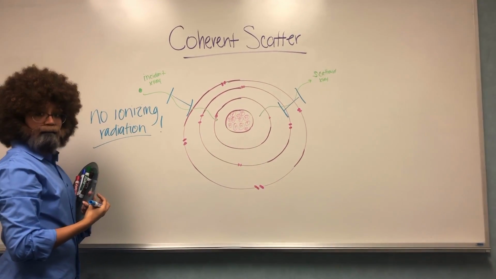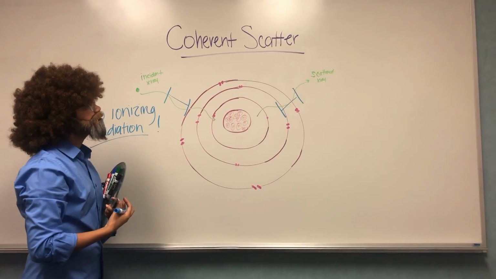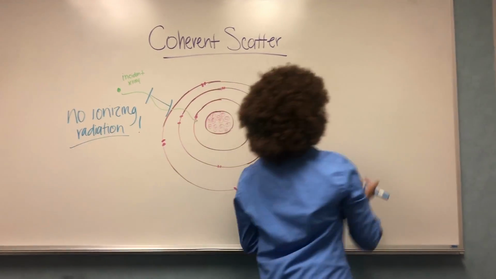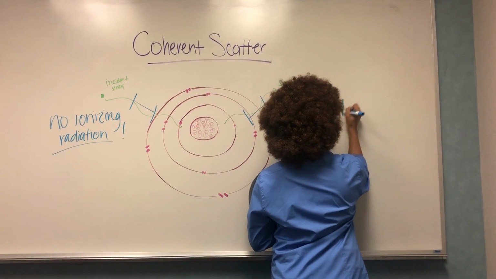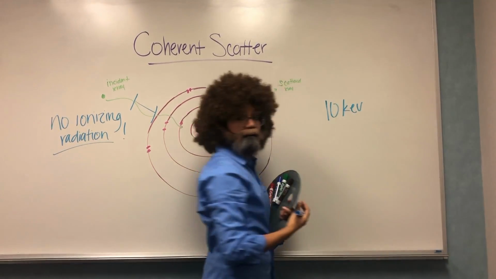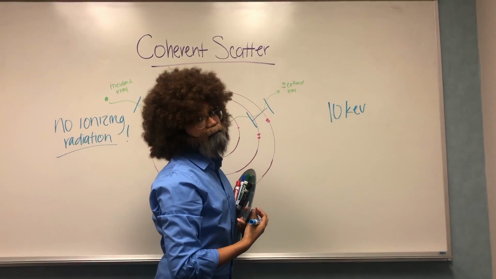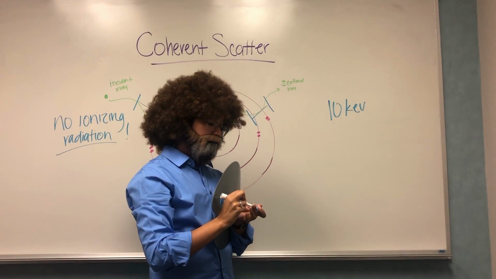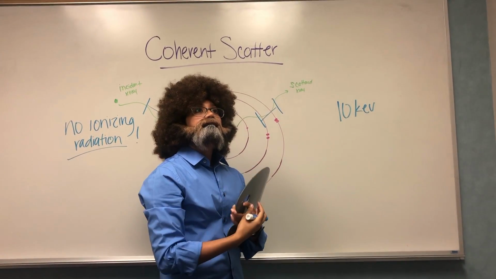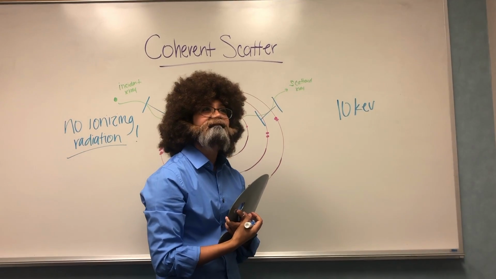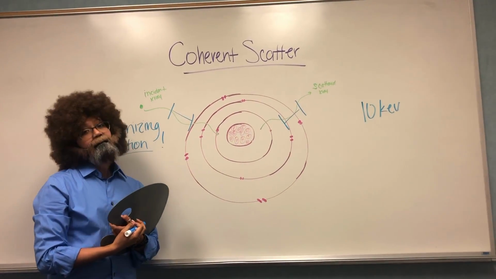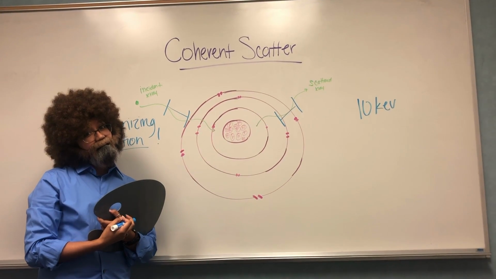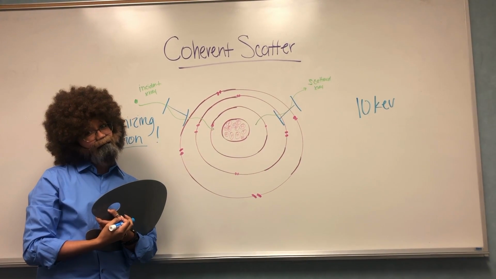Keep that in mind. Also, with coherent scatter, it occurs with energies below 10 keV. But it does have a little contribution for energies of 70 because it creates noise, and noise reduces contrast.